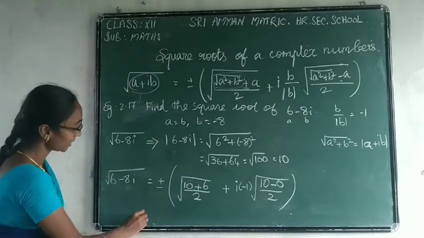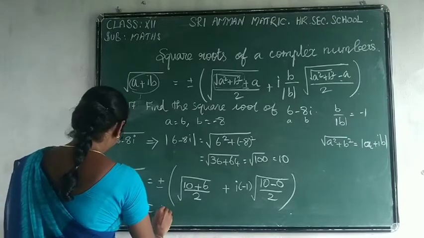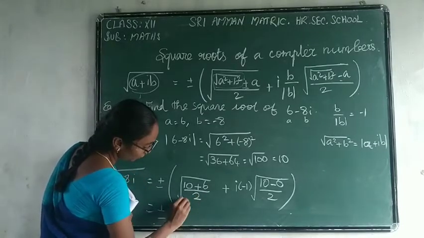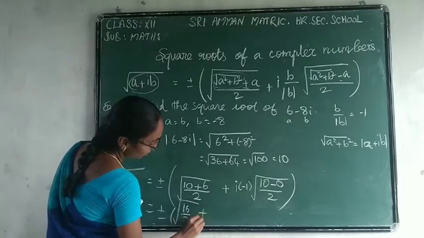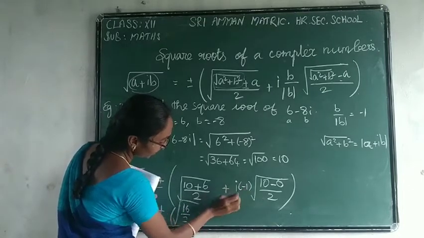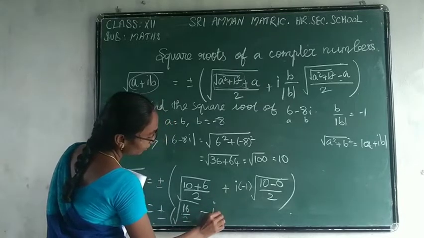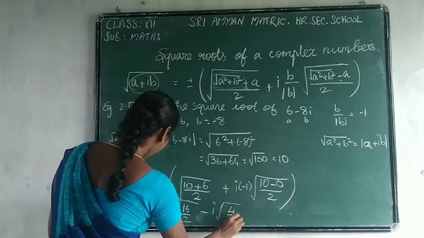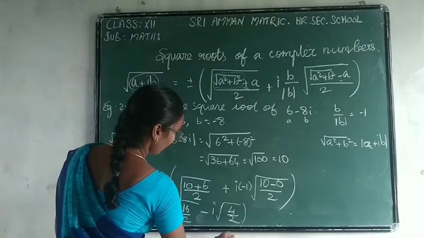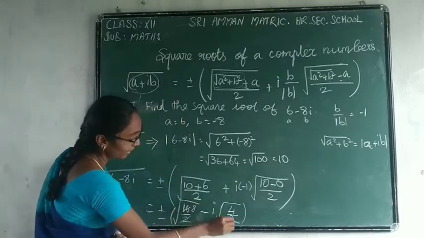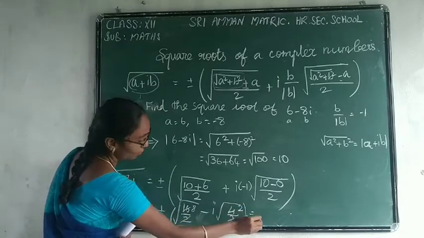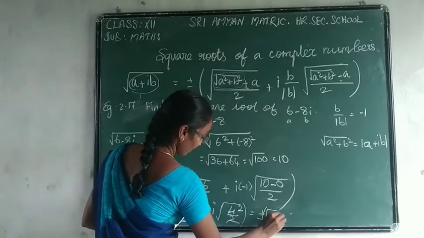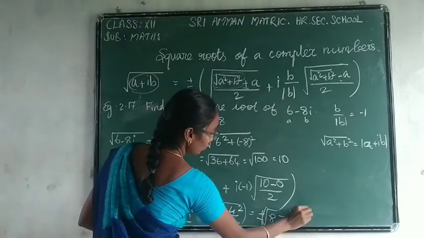Okay, next we calculate this one. So plus or minus root of 16 divided by 2, plus minus i into root of 4 by 2. Cancelling, this 8 divided by 2 is 4, and this one is 2. So the answer is plus or minus root 8 minus i root 2.